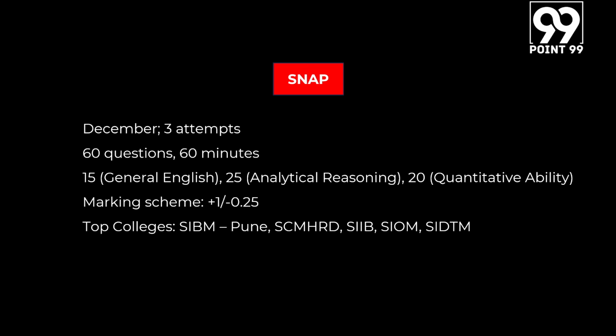Now the top colleges through the SNAP include SIBM Pune, SCMHRD Pune. So both of them are very prestigious colleges if you look at them in the grand scale of things. Typically their cutoffs will be around the 98ish percentile range at the SNAP, followed by SIIB, SIOM, SIDTM. All these are competent institutes through the SNAP. We also have an SIBM Bangalore that exists, which is also a decent college through the SNAP.